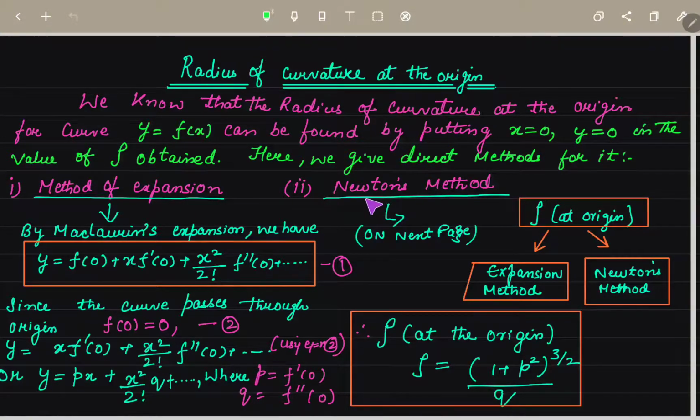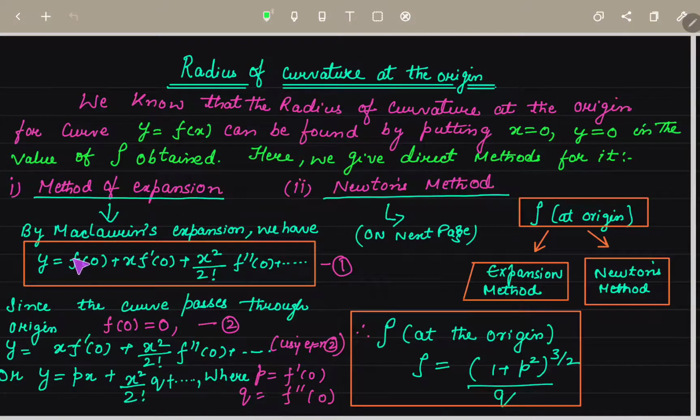Today I will show you the direct methods for finding the radius of curvature at the origin. The direct methods are of two types. The first one is the expansion method and the second one is Newton's method. I am going to give you some details on these methods. First is the method of expansion.